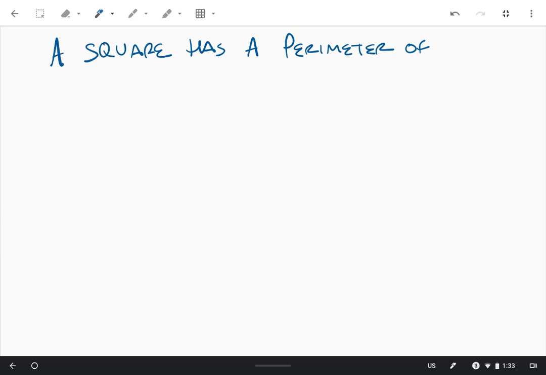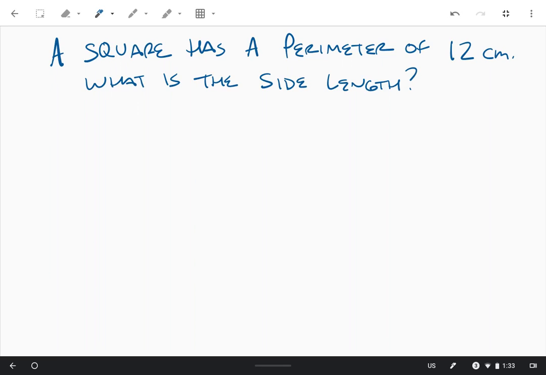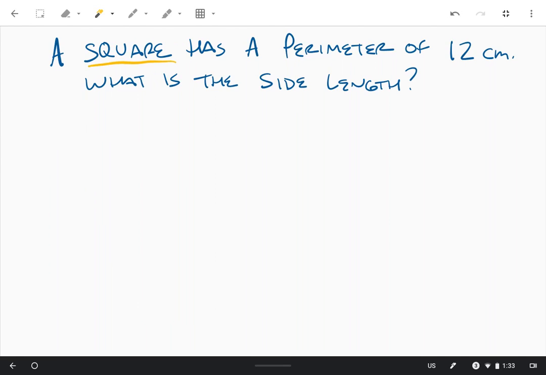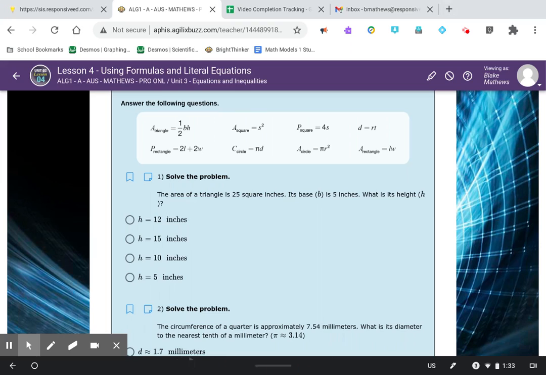So let's say they said this: a square has a perimeter of 12 centimeters. What is the side length? All right, if they were to give us this, based on reading the problem, we're looking for the formula that goes with the perimeter of squares. So let's hop over here and look in our formula chart, and there we have it.